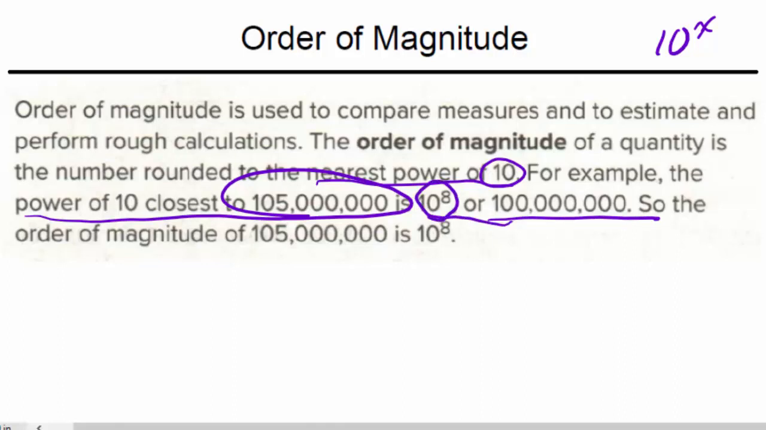If you remember scientific notation, you'll notice that we have 8 zeros. In other words, we have 8 movements of the decimal. So the order of magnitude of 105 million is simply 10 to the 8th power.